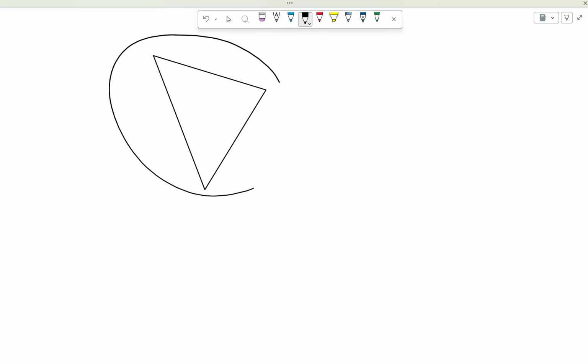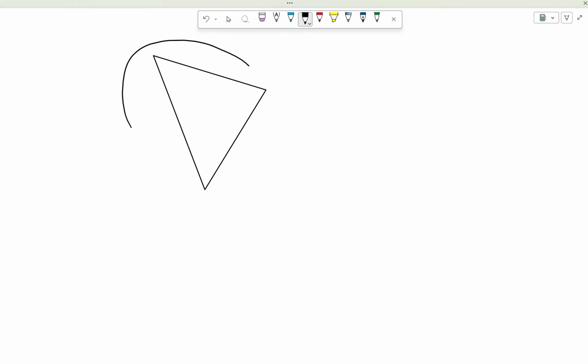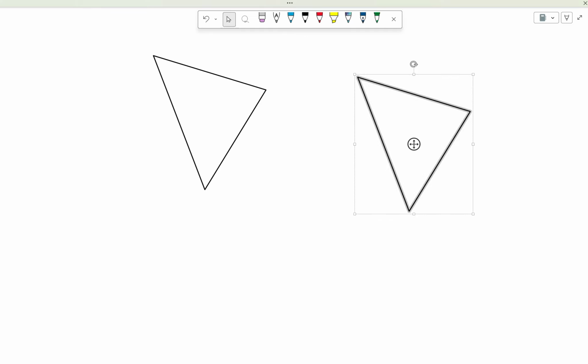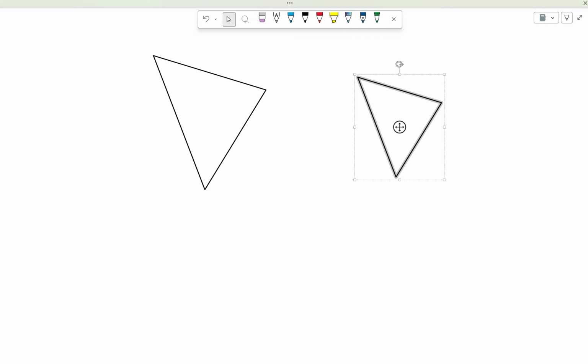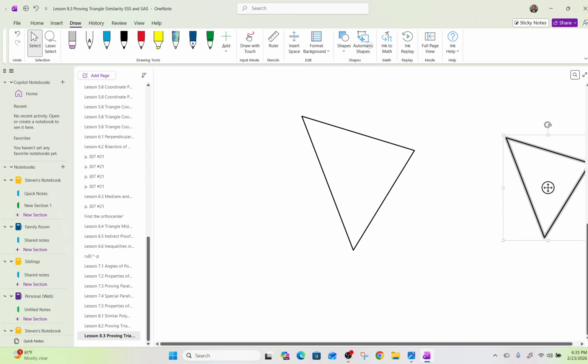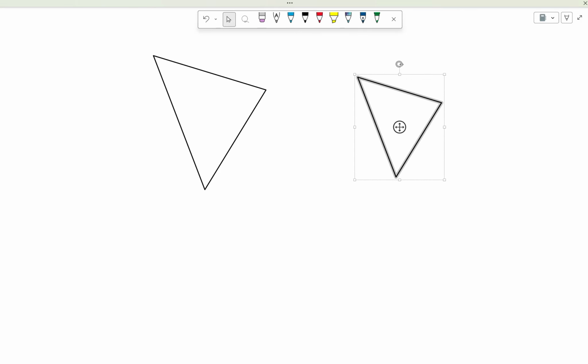Oops. Here is a triangle. Oops. There we go. Make it where I can copy it. So then I have a slightly smaller version of this triangle. Okay. Let me take my auto shape feature off real quick.